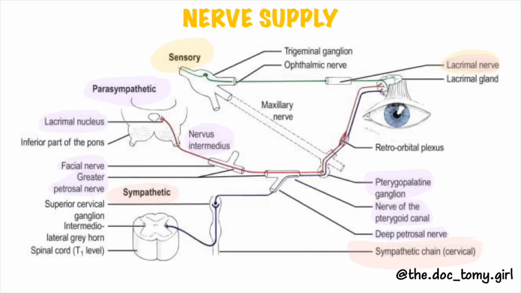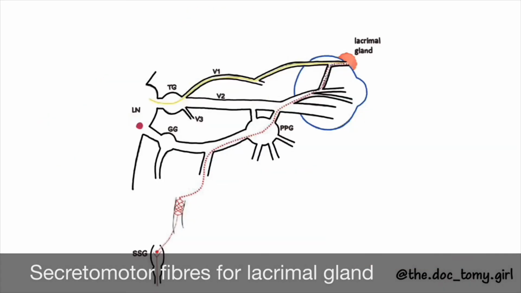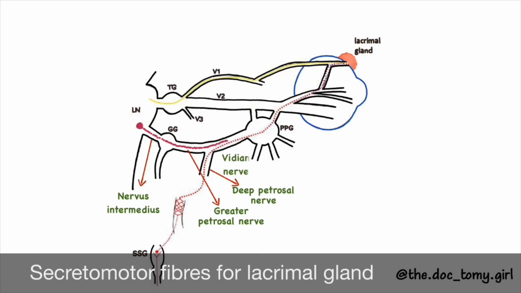In the figure, you can see the nerve supply to the lacrimal gland. It has got sensory, sympathetic, and parasympathetic supply. We will discuss the parasympathetic supply, that is the secretomotor fibers for the lacrimal gland. It originates in the lacrimatory nucleus, passes through the nervus intermedius, facial nerve, geniculate ganglion, the greater petrosal nerve, and the deep petrosal nerve, which unites to form the nerve of pterygoid canal, which is also known as the Vidian nerve. It relays in the pterygopalatine ganglion, and from there, the postganglionic fibers pass along the maxillary nerve and its second branch, that is the zygomatic nerve, zygomaticotemporal nerve, which gives a communicating branch to the lacrimal nerve, which ultimately supplies the lacrimal gland.